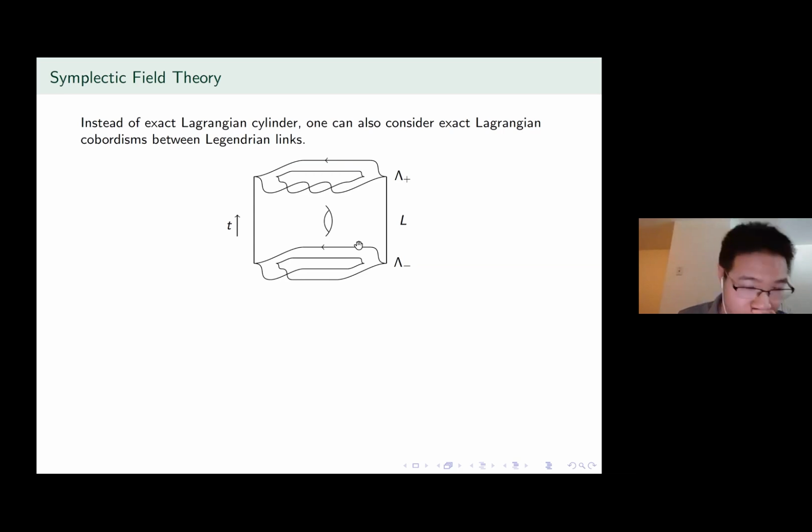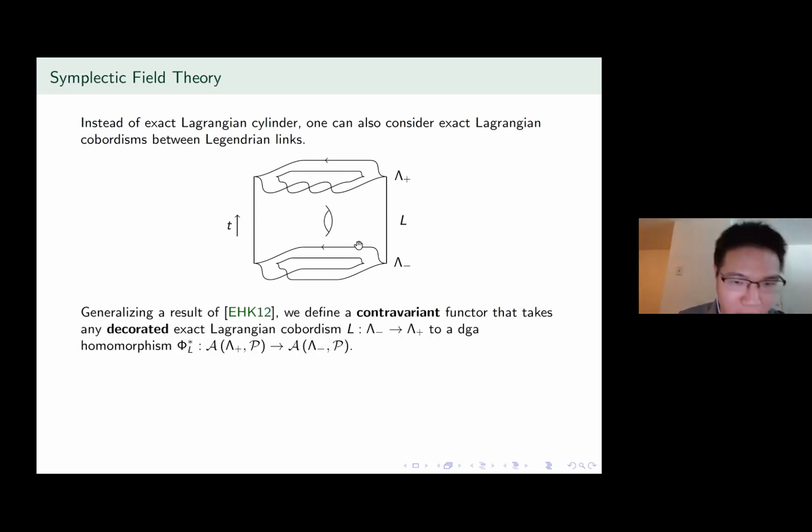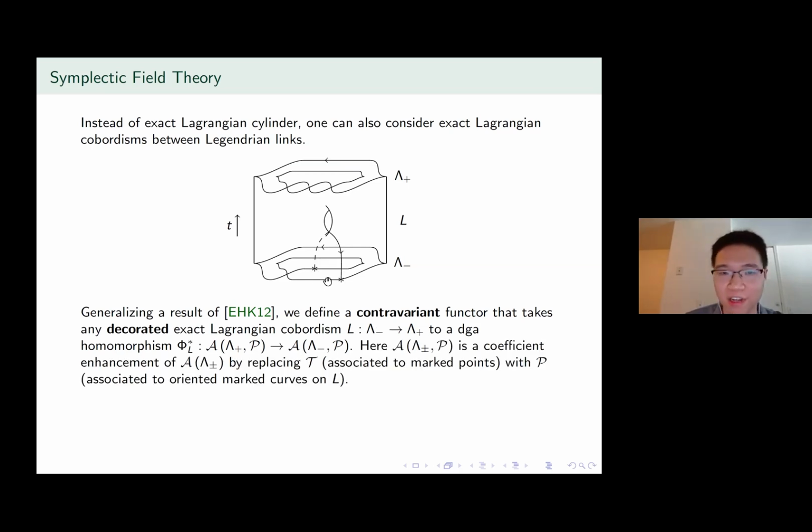Ekholm, Honda, and Kálmán had a contravariant functor that takes an exact Lagrangian cobordism and spits out a DGA homomorphism. What we did in this project was enhance such a construction to DGAs that include decorations. In order to define the actual DGA homomorphism, you have to enhance further. Before, the DGA had mark point decoration, but now they have curve decoration. At the end, you have mark points, and we also decorate the surface with mark curves, such that the curves are connected to the points at the two ends.